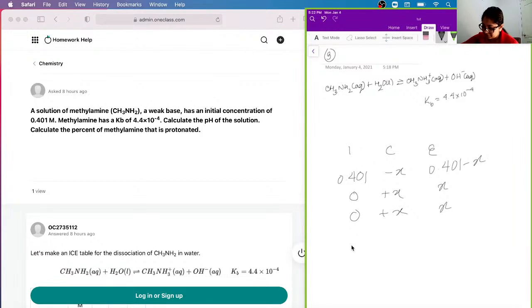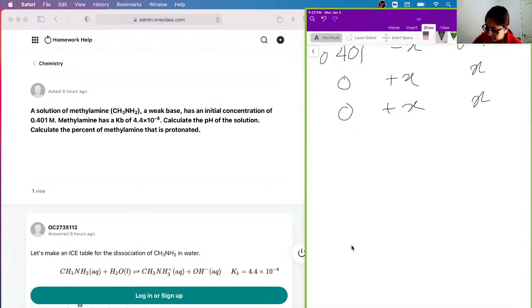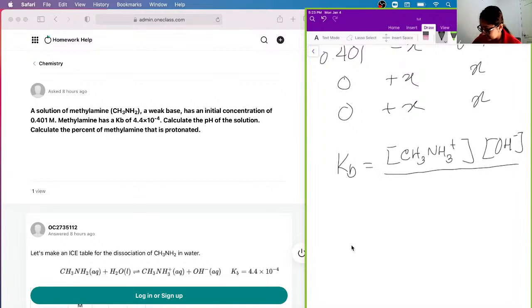Okay, and then if we were to now write this out in our KB expression, the way we would write this is KB is equal to the concentration of your products, which is CH3NH3 plus times OH negative, all over your reactant, which in this case is methylamine, CH3NH2.